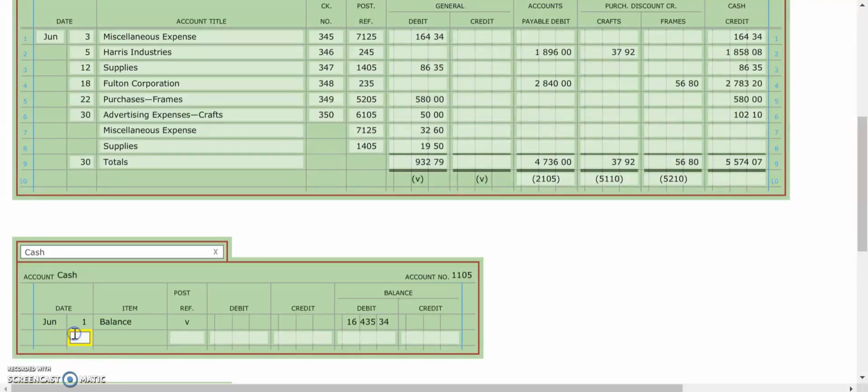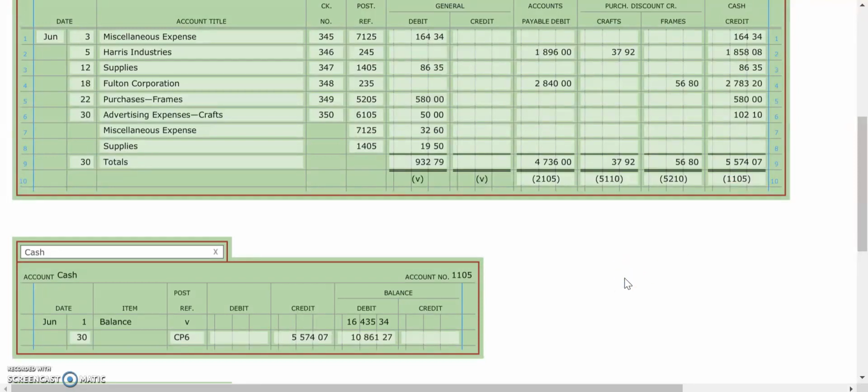And last, but certainly not least, is our cash. So we have our cash on the 30th, a credit of 5,574.07. So again, just make sure you're doing the math correctly. You're subtracting here since cash has a debit balance. 16,435.34, and we subtract out 5,574.07. And we get a new total of $10,861.27. And then don't forget to put your account number up there. It's one thing that everyone always seems to forget to do, is to finish posting.